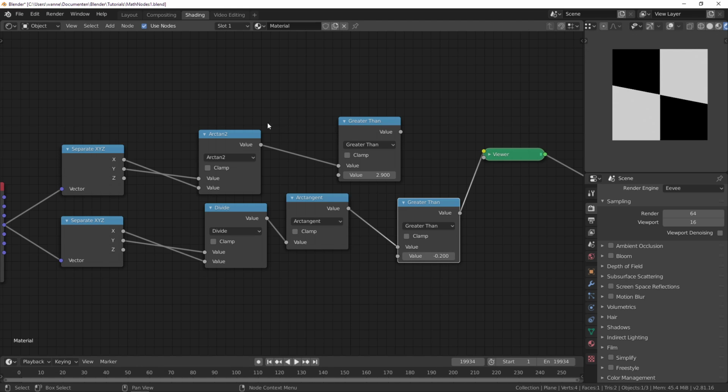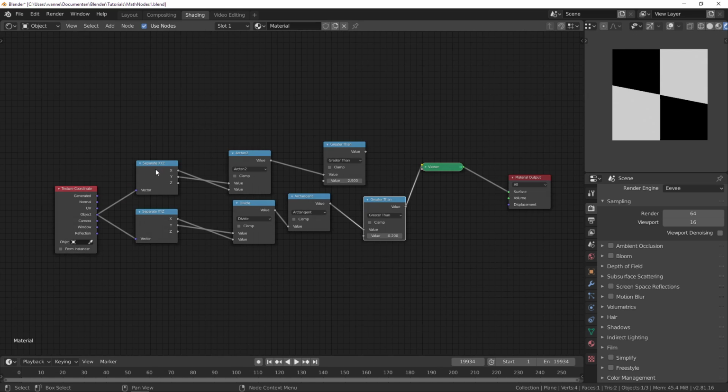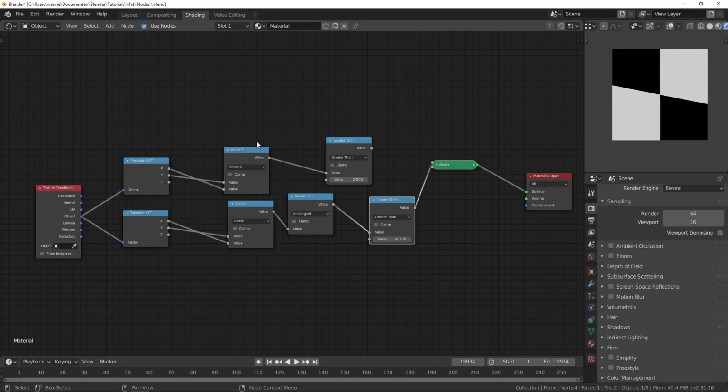So we'll be using the arctangent 2 for some formulas, because it's useful to get an angle based on Cartesian coordinates. And we can use the sine as well, just like we use the ceiling and fraction to repeat a pattern.